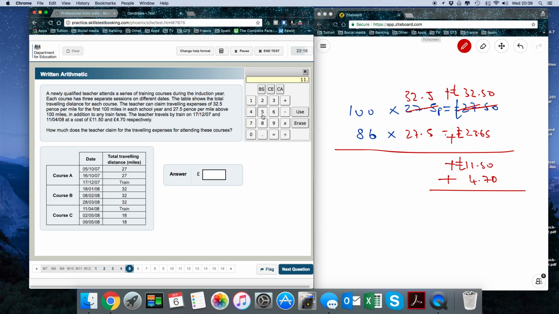£11.50. Horrible, these blooming on-screen calculators. I don't like them at all. I'm sure you don't either, but practice, practice, practice. Okay, so I make that £72.35.